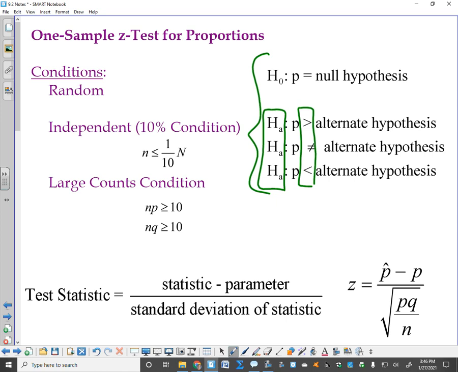You still have to be random, independent, and the large counts condition helps you be normal. NP and NQ, we're going to look at our data and see if we need hats or not. We're going to base it off of the information that we're given. If we're given population information, then no hats. If we're given sample information, then hats.